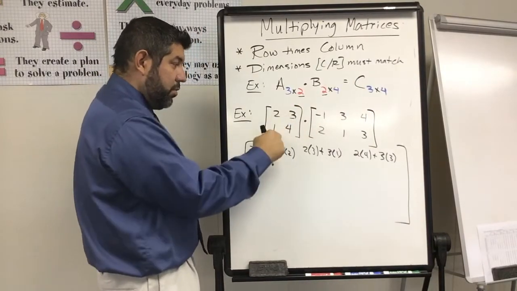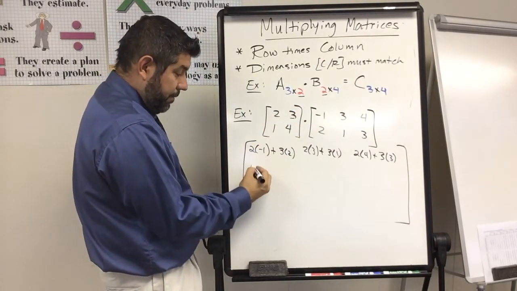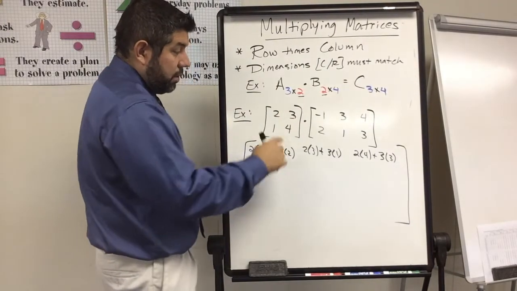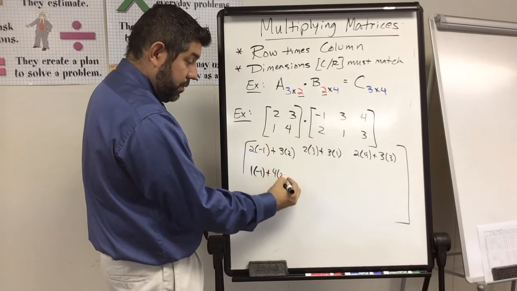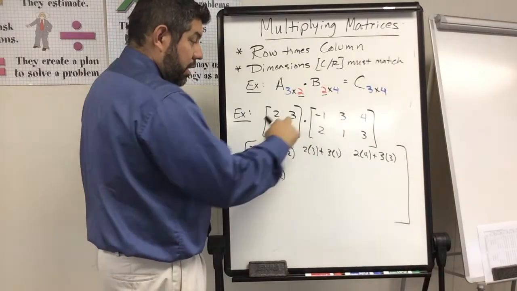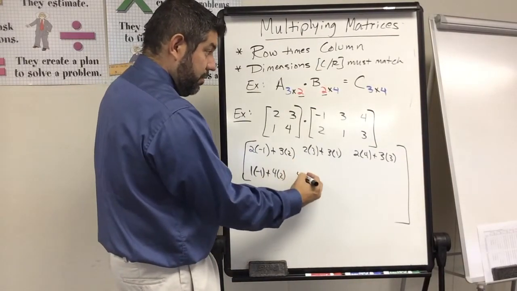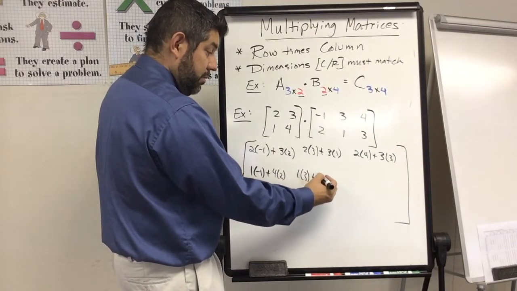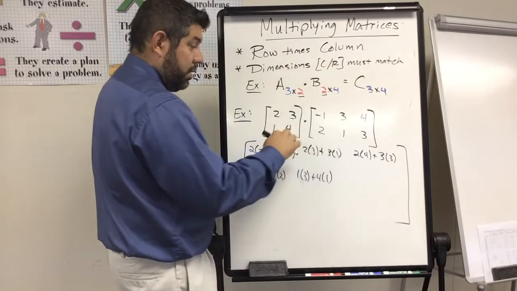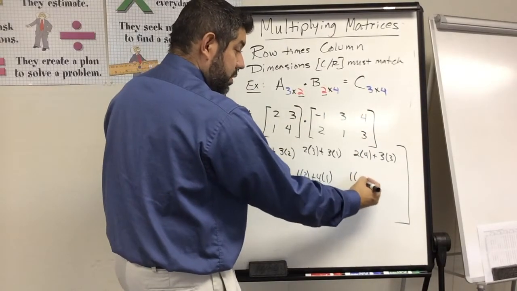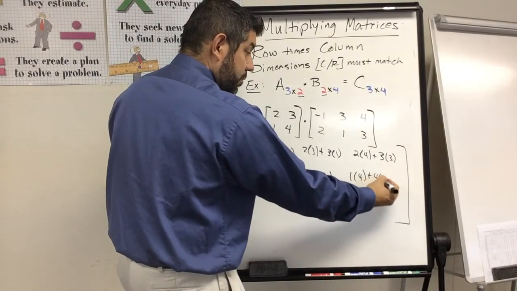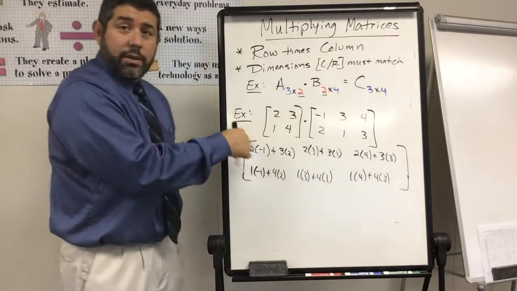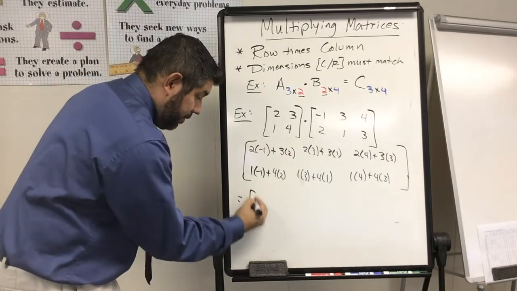Okay, so row times column, we're going to do 1 times negative 1 plus 4 times 2. And then this row times this column. So 1 times 3 plus 4 times 1. And then this row times this column. 1 times 4 plus 4 times 3. Okay? Alright. And then we're just going to evaluate that out.